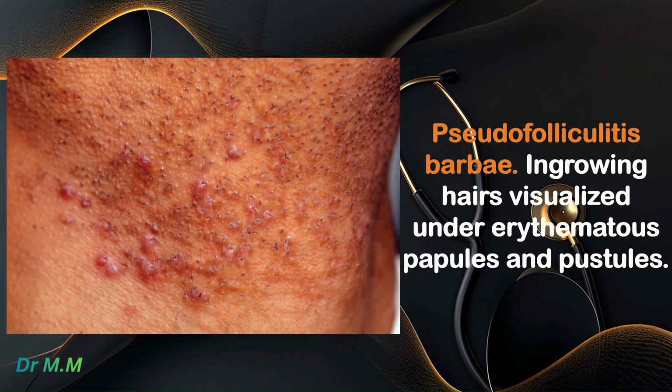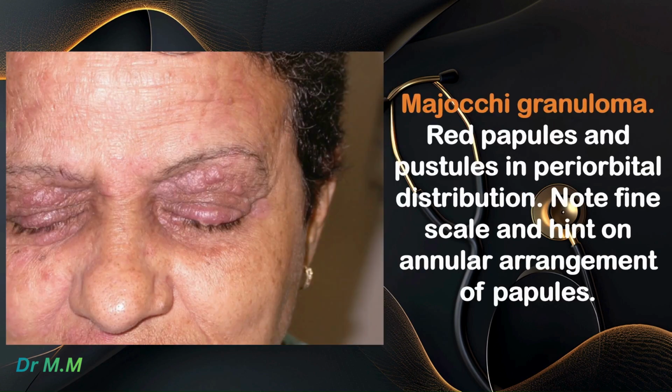Pseudofolliculitis barbae. Ingrowing hairs visualized under erythematous papules and pustules. Majocchi granuloma. Red papules and pustules in periorbital distribution. Note fine scale and hint of annular arrangement of papules.